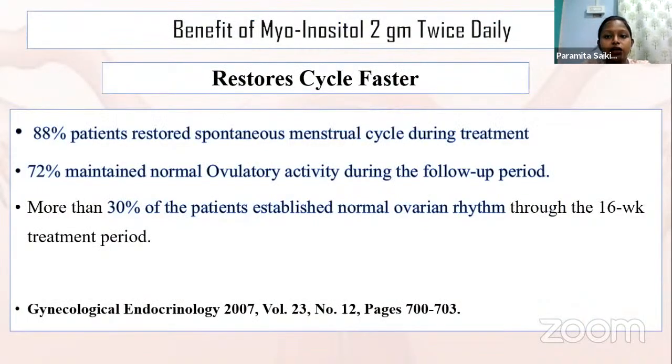Benefits of myoinositol 2 gram twice daily: it restores cycle faster. 88% of patients restored spontaneous menstrual cycle during treatment, 72% maintained normal ovulatory activity during the follow-up period. More than 30% of the patients established normal ovarian reading through the 16-week treatment period.